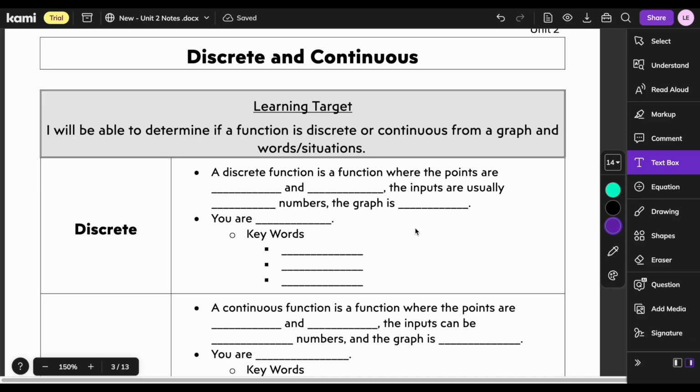Okay, today we're going to be going over discrete and continuous. Our learning target for today will be, I'll be able to determine if a function is discrete or continuous from a graph and or words/situations.